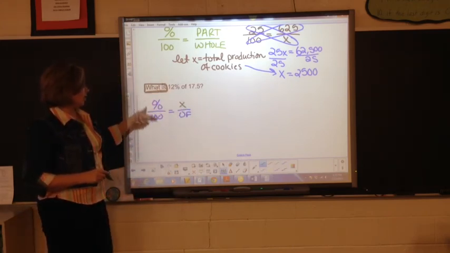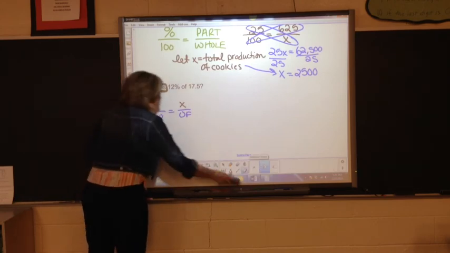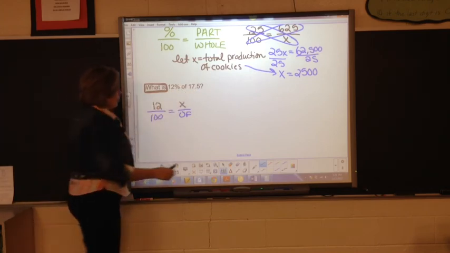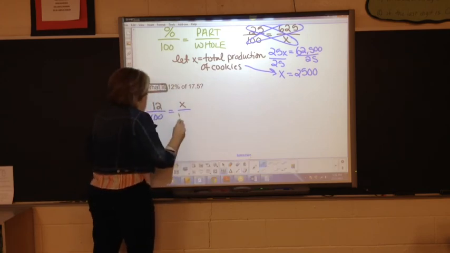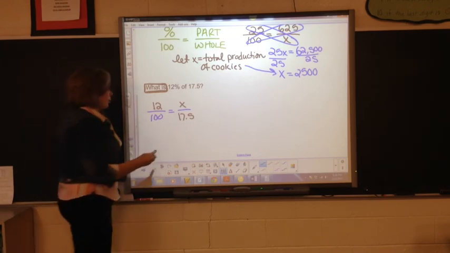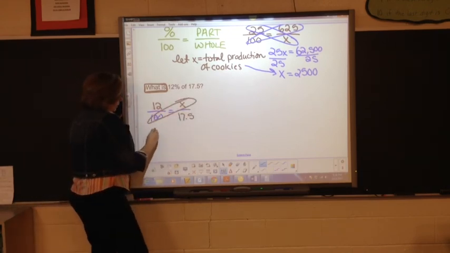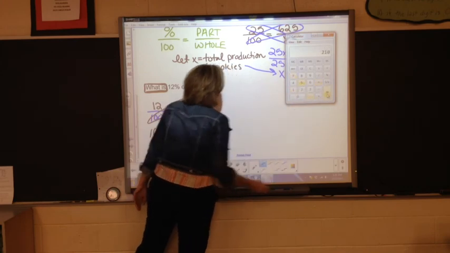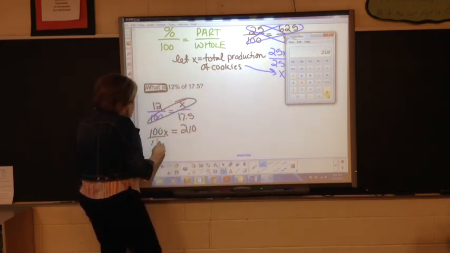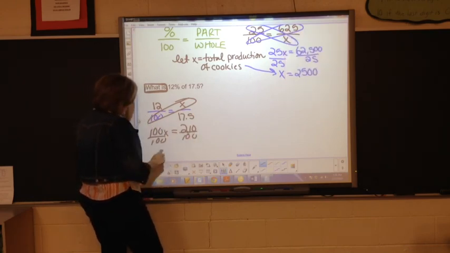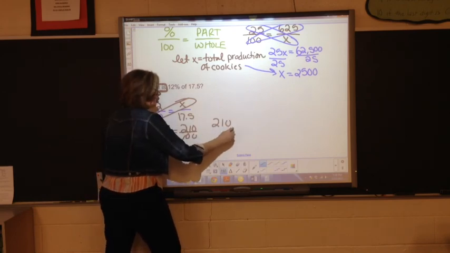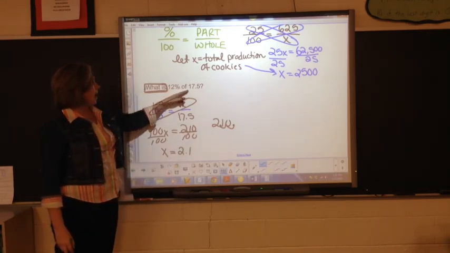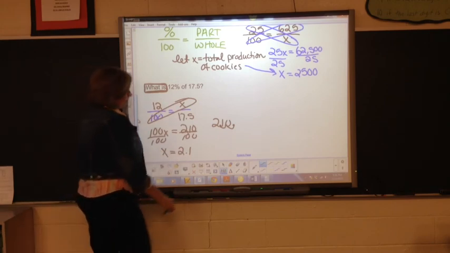12%. Now percents always go over 100, so I'm going to erase the missing percent, and I'm just going to write the number 12 in there. 12 over 100, that's my 12%, and then of is 17.5. And again, I'm going to solve this using the cross product method. 100 times x is 100x. 12 times 17.5 is 210. Divide both sides by 100. Remember, dividing by 100 is the same thing as moving the decimal 2 places to the left. So 12% of 17.5 is 2.1.